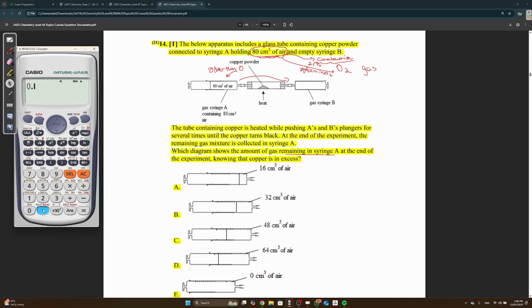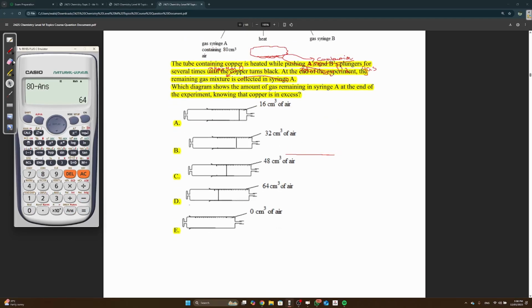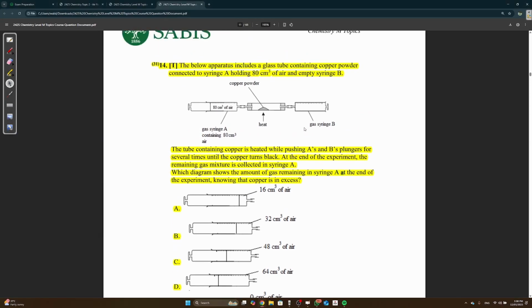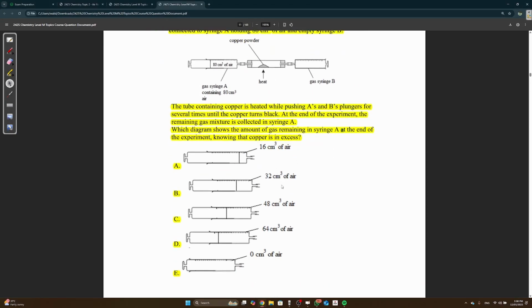If you use 20%, it's going to be more precise. So use 20%. So this is how much reacted. Subtract it, and you're going to have 64 left over. So therefore the answer is D. Please pay attention to the question. What is remaining in syringe A, not what has gone to syringe B. If they asked what went to syringe B, then it would be 16.